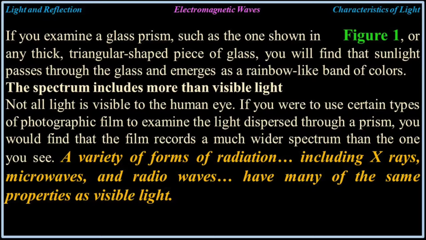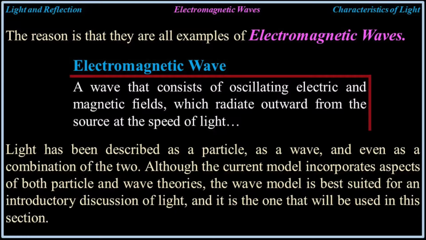A variety of forms of radiation, including X-rays, microwaves, and radio waves, have many of the same properties as visible light. The reason is that they are all examples of electromagnetic waves. Electromagnetic waves are waves that consist of oscillating electric and magnetic fields, which radiate outward from the source at the speed of light.